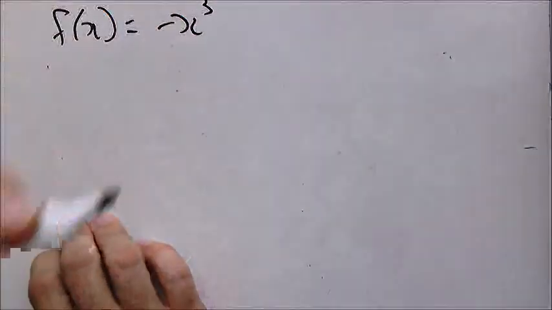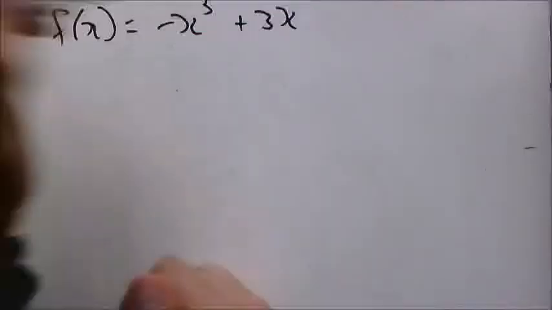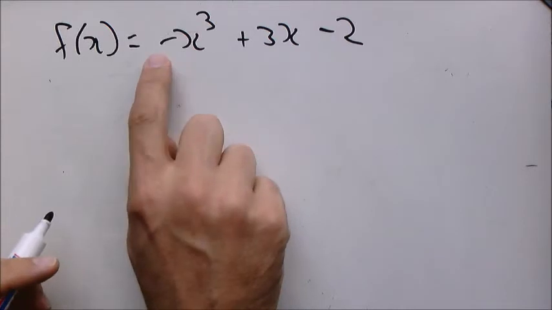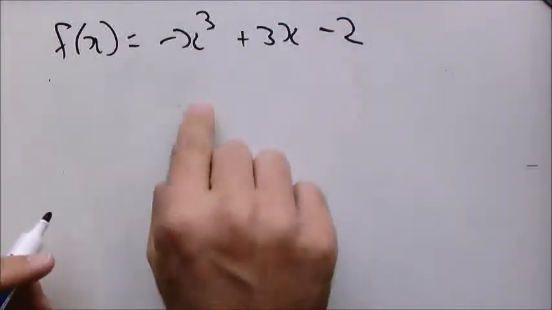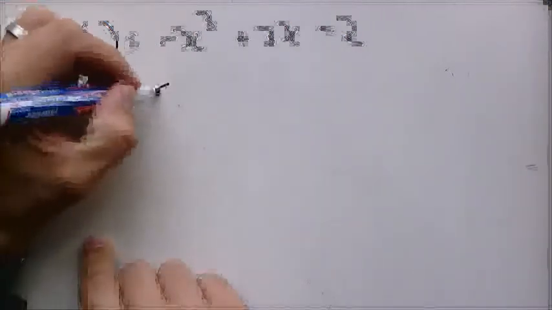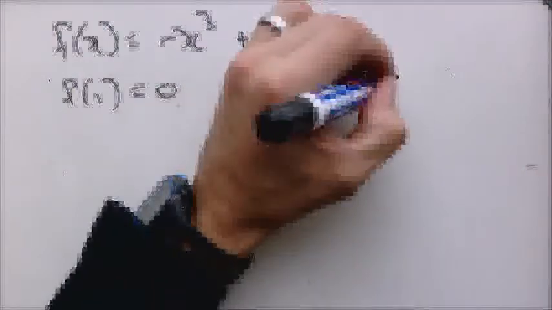Okay, now I would like to look at another special case. So let's say, for instance, you have something that looks like this: negative x cubed plus 3x minus 2. Okay, so first things first, you need to get a factor so that you can do long division or synthetic division. Now if you quickly test, you see that negative 1 plus 3 minus 2 is equal to 0. That means that x equals 1 is a factor.